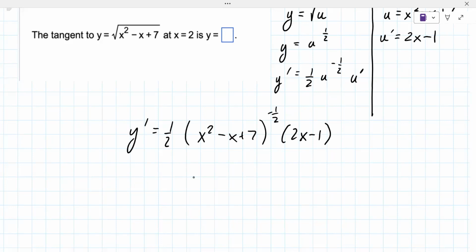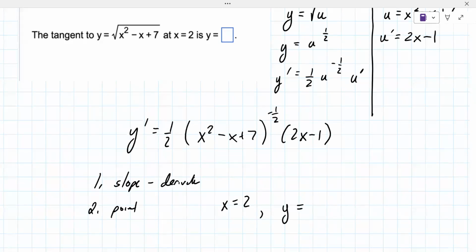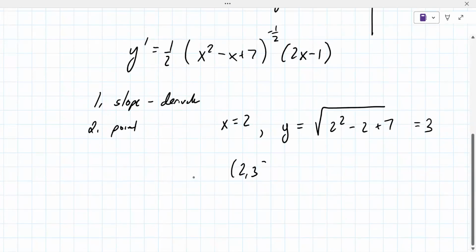So when we write the equation of the tangent line, you need two things. You need the slope, which comes from the derivative, and a point. So we know that x is 2 and y is the square root of 2 squared minus 2 plus 7. So it ends up being 3. So that's your point. Your ordered pair is 2, 3.